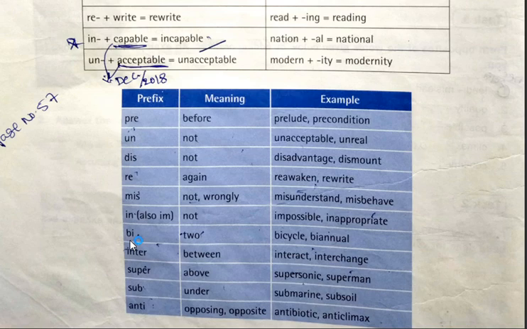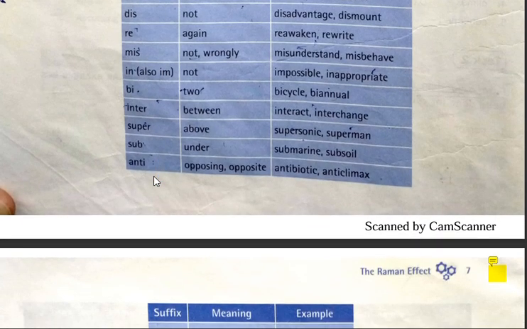Uni means one. Bi means two, you all know. And inter means it is between two persons, or between, like that. Super means above. Sub means under. Okay, remember, super means above, sub means under. Anti means like the opposite word. So these are some meanings.